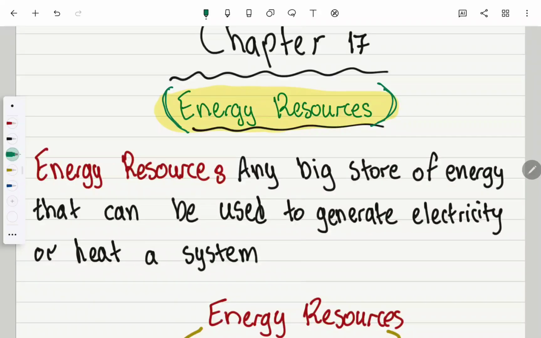All right. Starting off, in order for you to create electricity, you need something to take energy from, and we call this thing an energy resource. An energy resource is defined to be any big store of energy that can be used to generate electricity or heat a system, all right? But we're going to focus mainly on generating electricity using this energy resource, okay? So as long as you have an energy resource and you can use it to turn it into electricity, that's what we're going to be focusing on, and those are the types of energy resources we're going to be studying, all right?